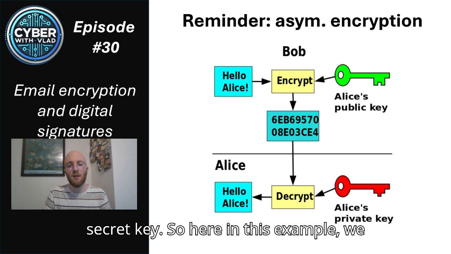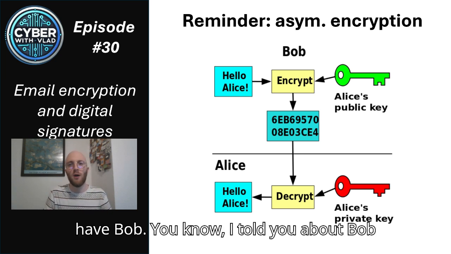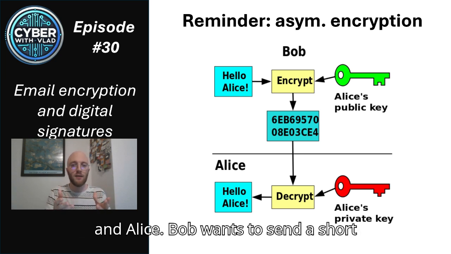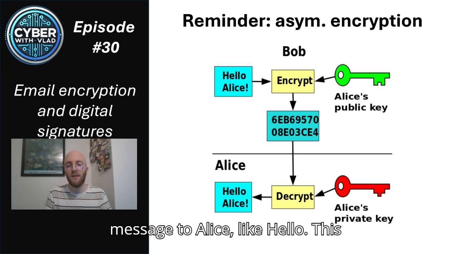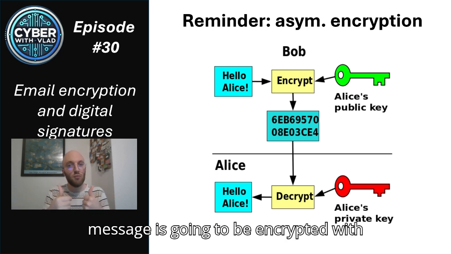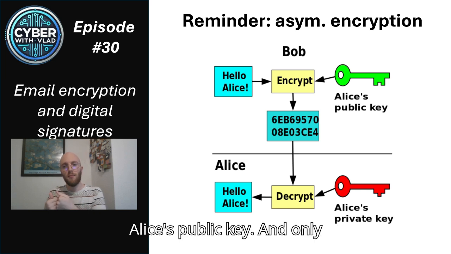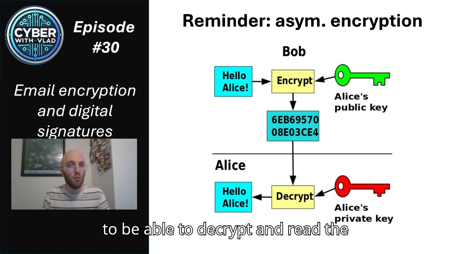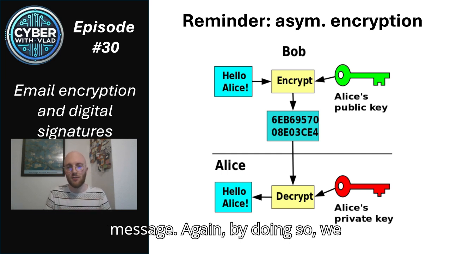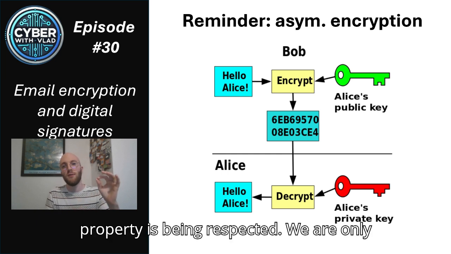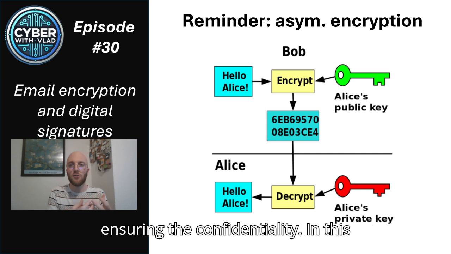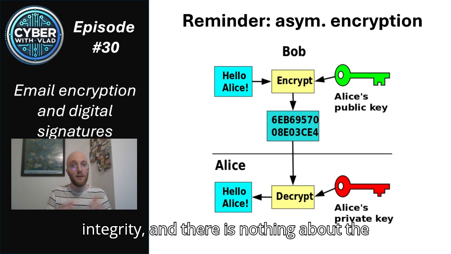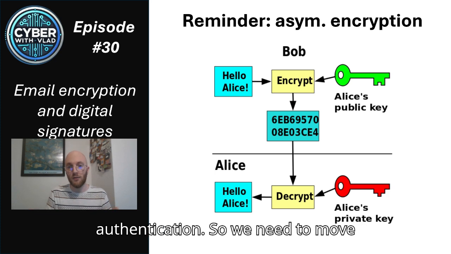So here in this example, we have Bob. I told you about Bob and Alice. Bob wants to send a short message to Alice, like hello. This message is going to be encrypted with Alice's public key, and only Alice, with her own private key, is going to be able to decrypt and read the message. Again, by doing so, we are only making sure that the very first property is being respected. We are only ensuring the confidentiality. In this setup, there is nothing about the integrity and there is nothing about the authentication.